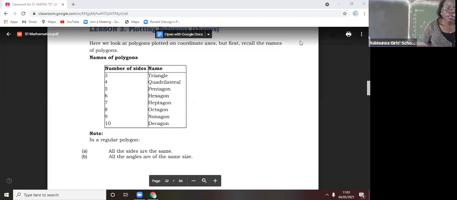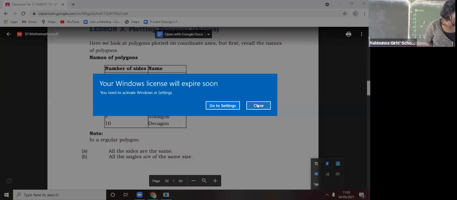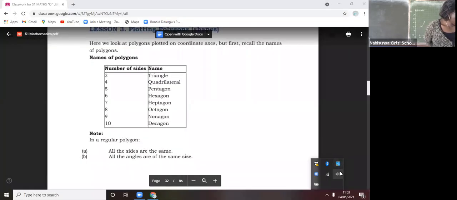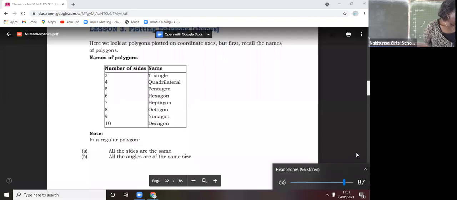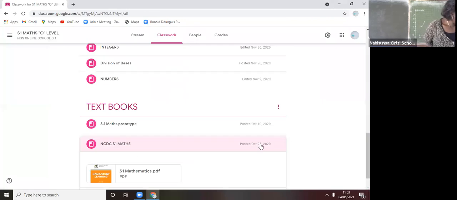Sides. Yes. It's a triangle. Good. Another one made of 4 sides. Yes, it's a quadrilateral. The one made of 5 sides is a pentagon. Good. The one made of 6 sides is a hexagon.